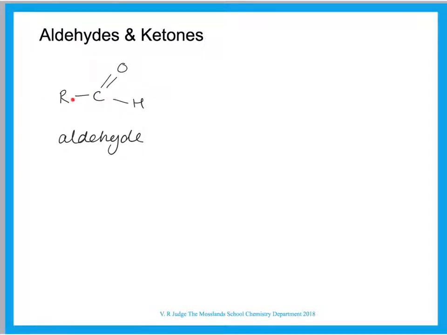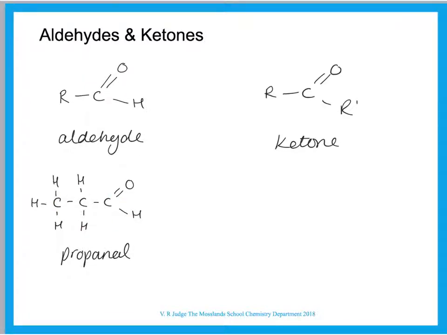It has an alkyl chain in one direction coming off this carbon, and in the other direction it has a hydrogen. And to name an aldehyde, you just take the alkane name, take the E off, and put al on the end. So this one down here is propanal, 3 carbons in a row.